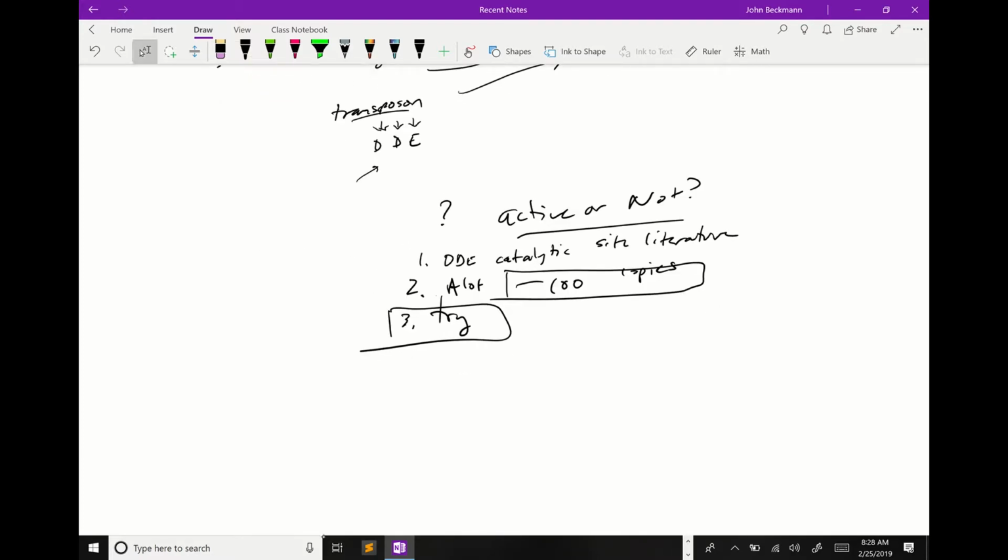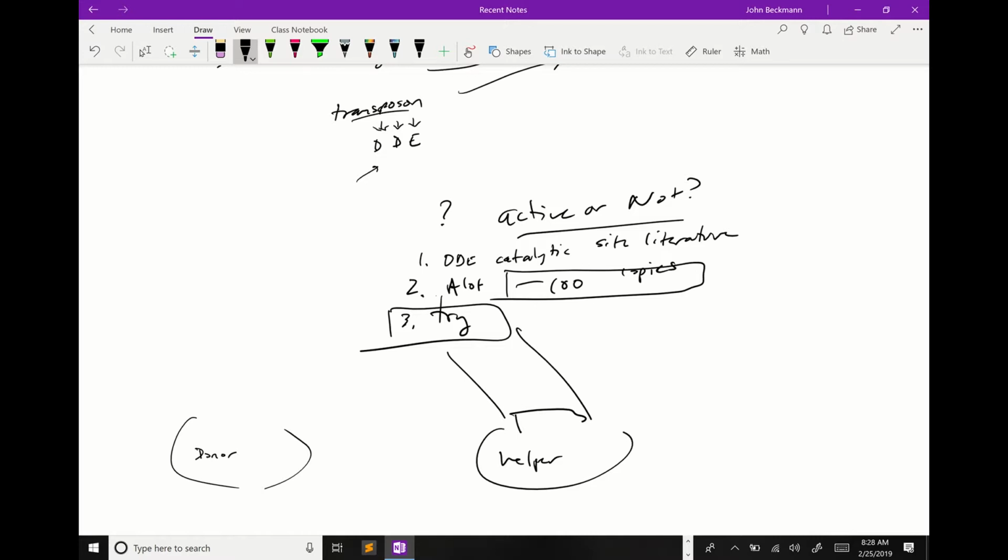So let's clone that gene out. Let's build our own donor and our own helper. So donor, helper, I drew this reversed. So in the helper, we would clone that one that we want to try.